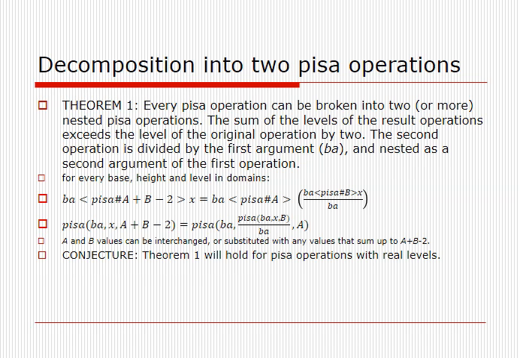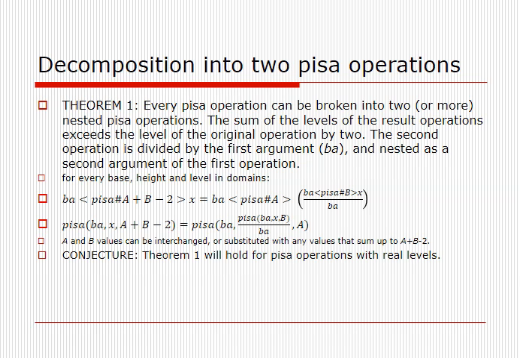Every Pisa operation can be broken into 2 or more nested Pisa operations. The sum of the levels of the result operations exceeds the level of the original operation by 2. The second operation is divided by the first argument, the base, and nested as the second argument of the first operation.